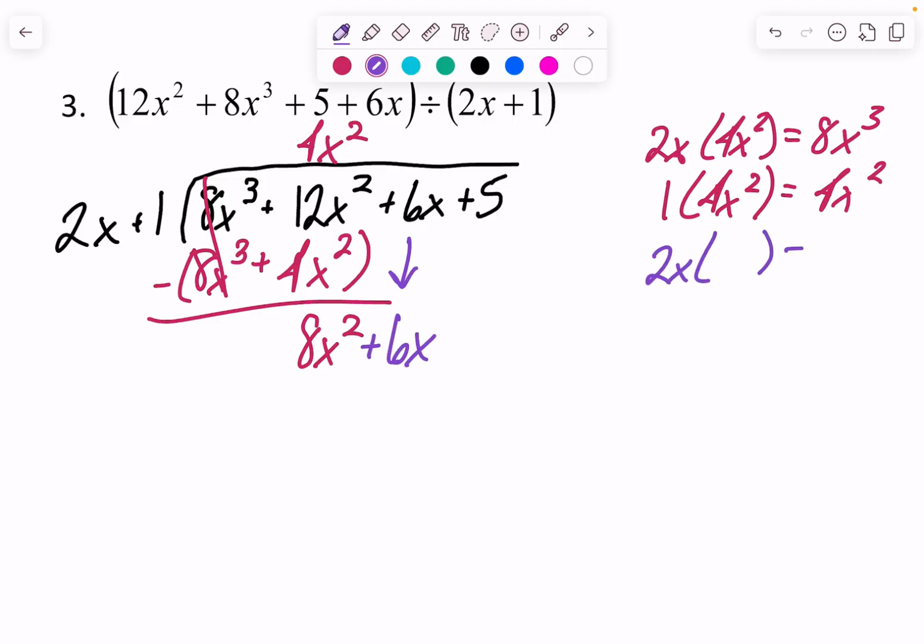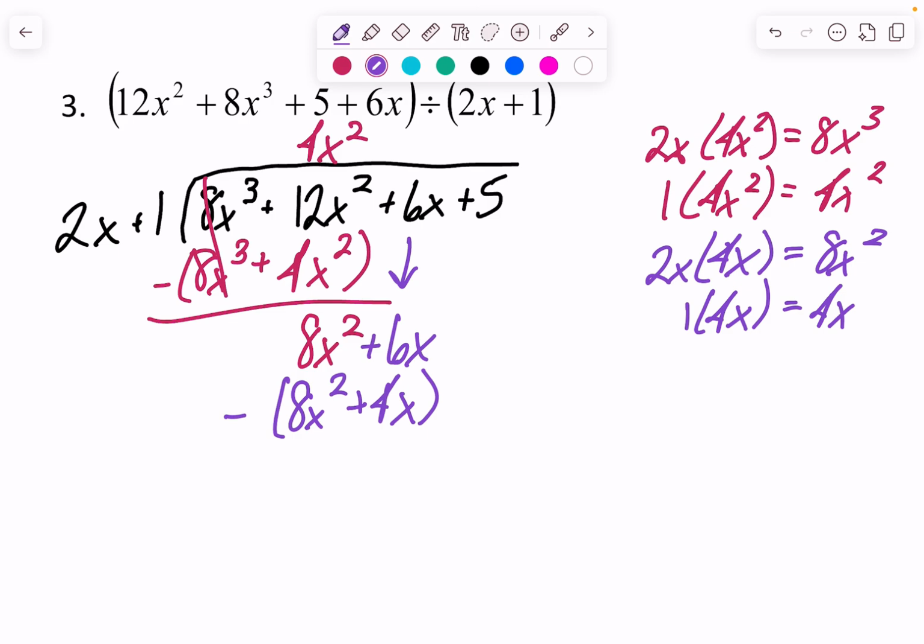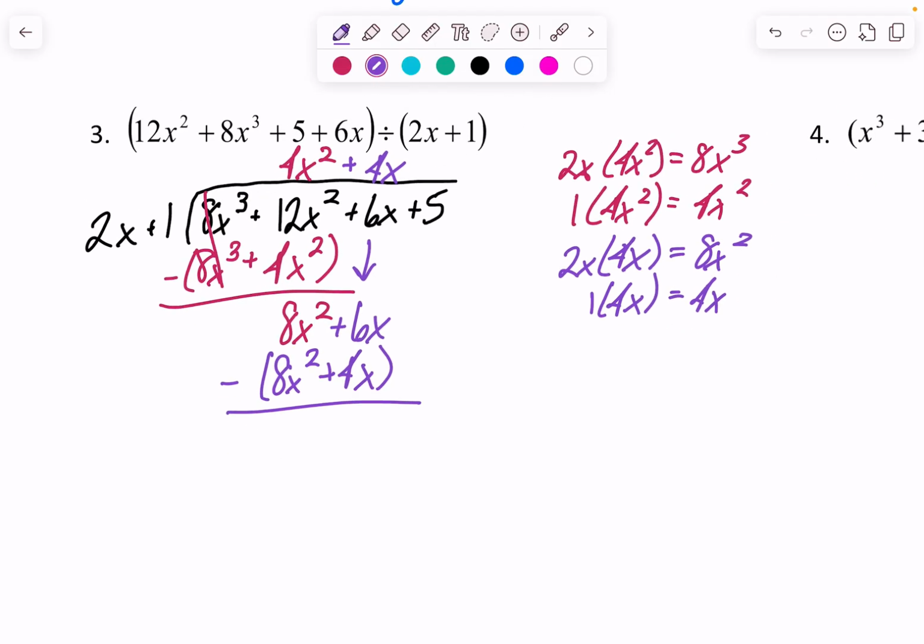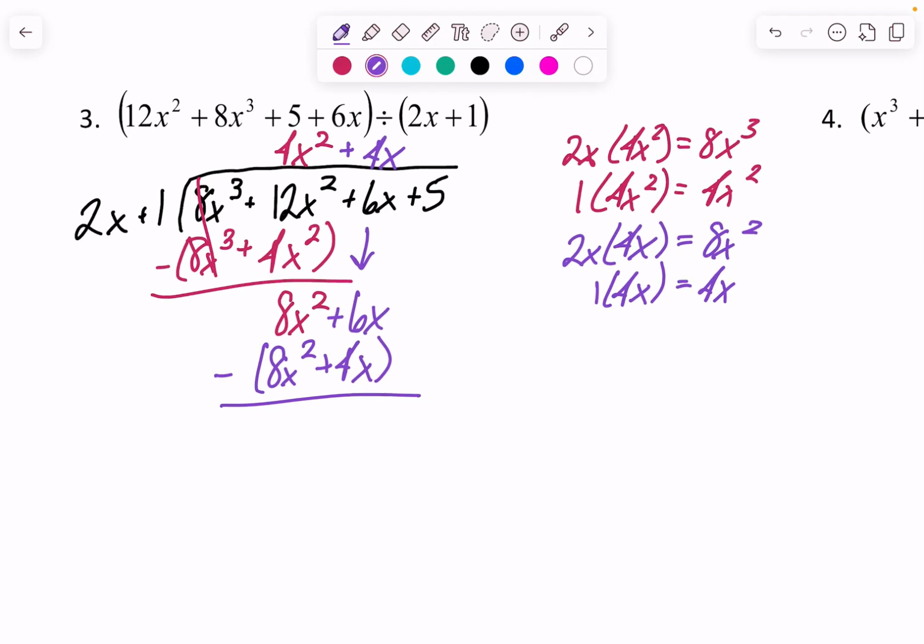So then I have to multiply by something to get 8x squared. So I need to multiply by 4x. Put parentheses around it and subtract it. So then I get 2x left. I bring down my next term. Okay, this time all we have to do is multiply by 1.